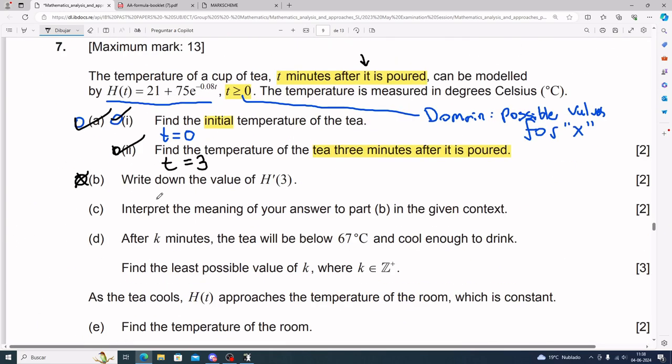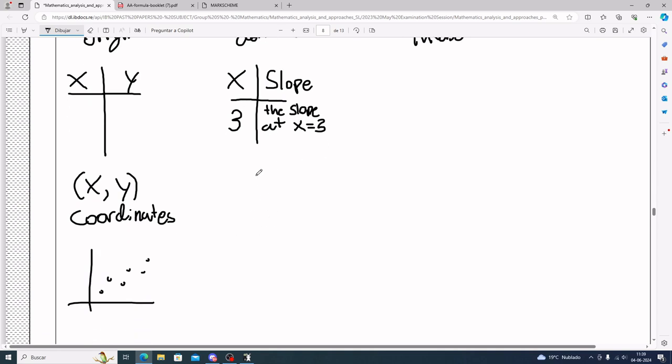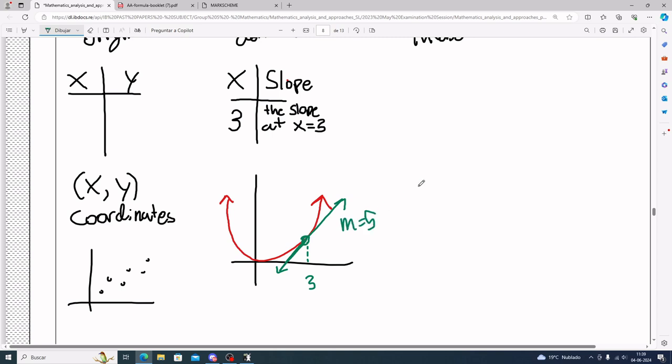Because for part B, they say write down the value of the derivative when t is 3. Basically, if you plug in an x of 3 here, it's the slope at x equals 3. Say that your function looks like this, I'm going to make it up. At x equals 3, it would give you the slope that is right there. The slope right here looks positive, it looks like it's increasing. Let's just make up a slope of 5. This is just a visual example. It has nothing to do with this exercise.